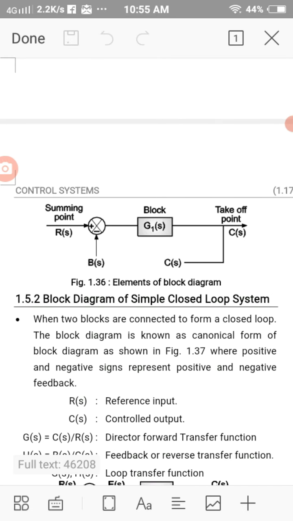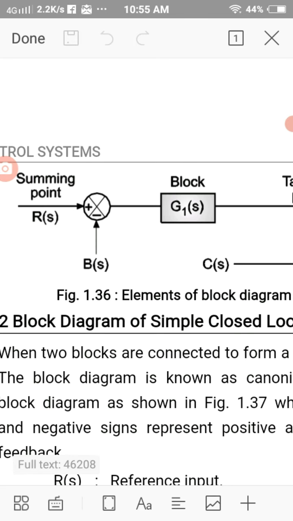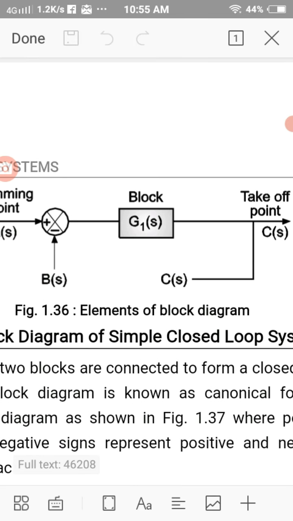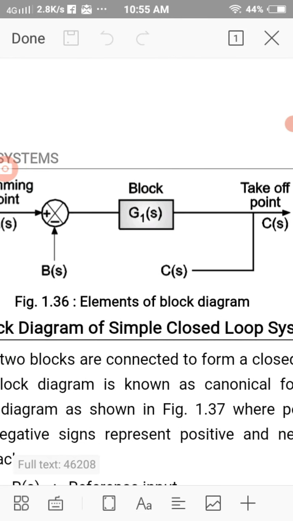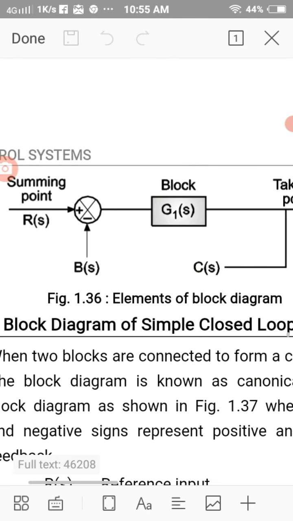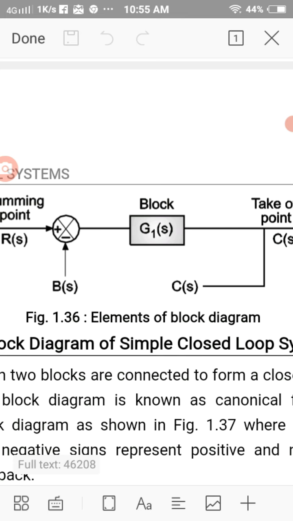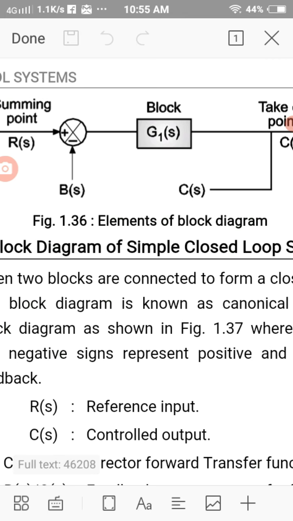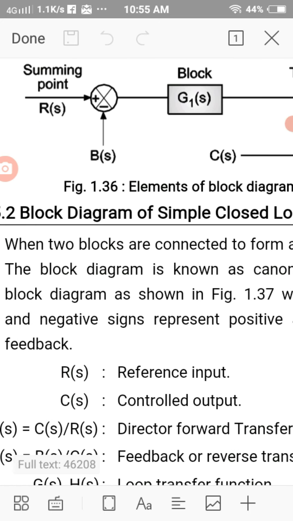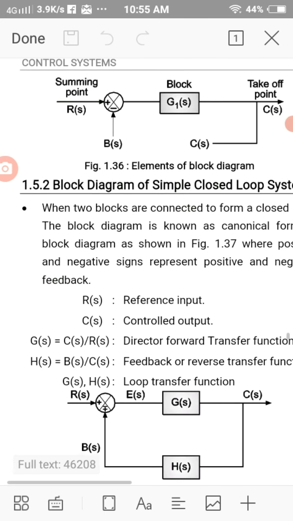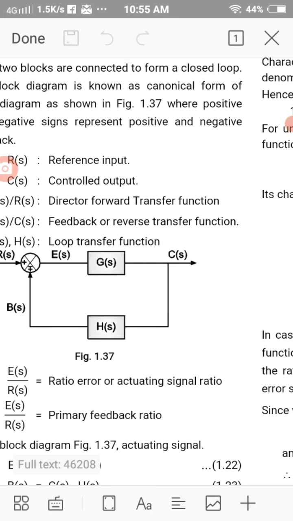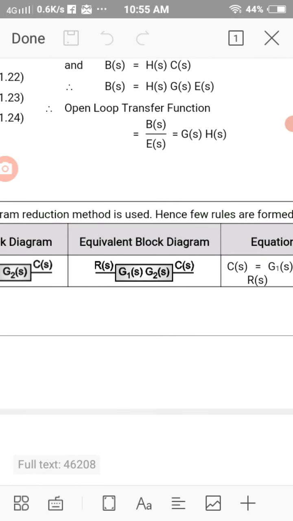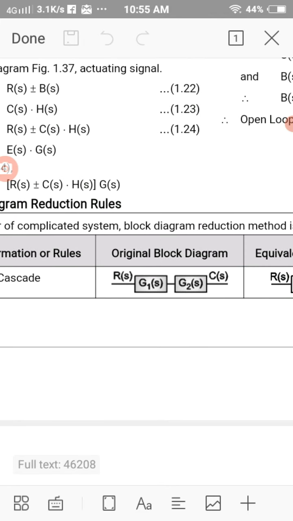So in this figure, summing point is there, then block is there, then take-off point is also there, and an arrow is also mentioned in the block. So these are the four elements of block diagram. Let us switch to how to reduce, the different techniques of reducing the block diagram.